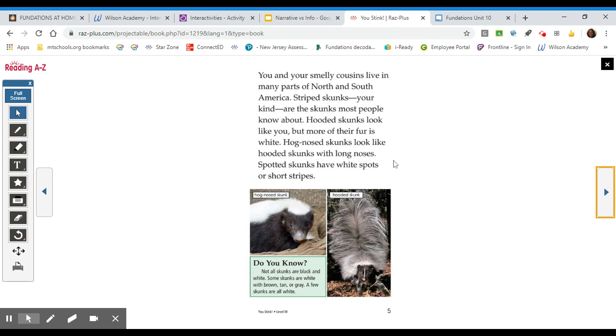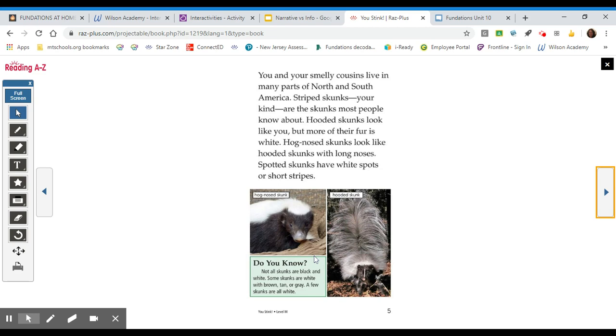So here you can see two more pictures. You have your hog-nosed skunk, see the little nose? And then you have your hooded skunk. Look at that. I've never seen a skunk like that before. And then it says, do you know not all skunks are black and white? Some skunks are white with brown, tan, or gray. A few skunks are all white.